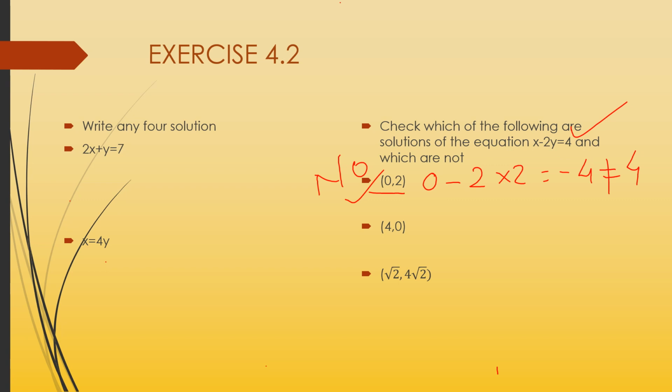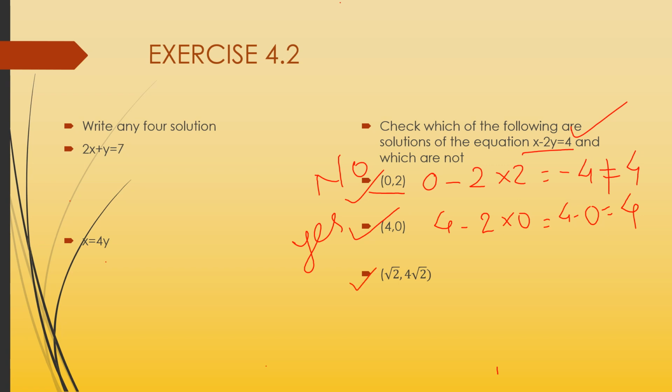Let us check for the second value. x is 4, minus 2 into 0, which is 4 minus 0, gives you 4. Yes, it is a solution of the given linear equation in two variables.